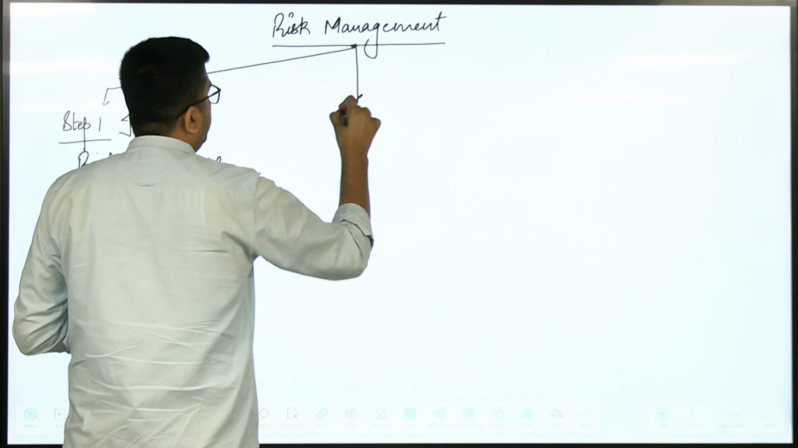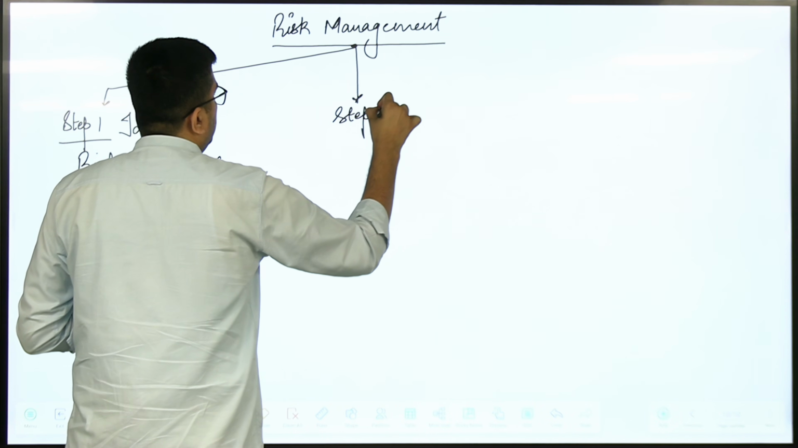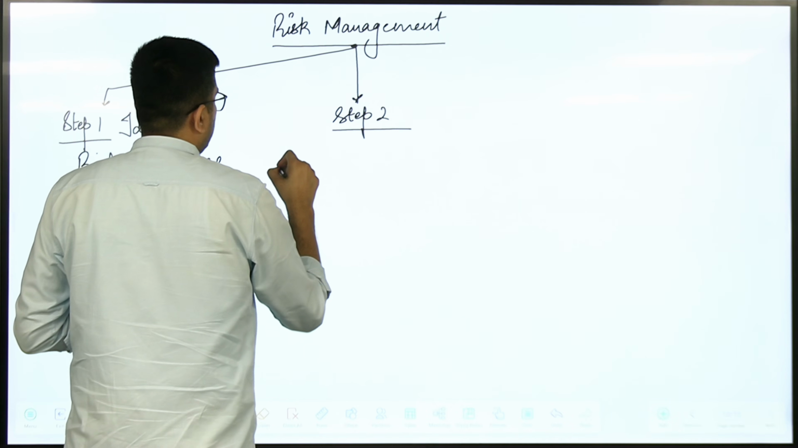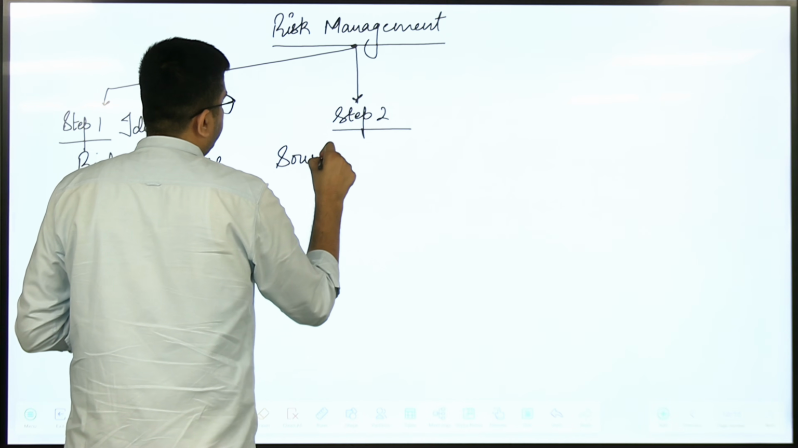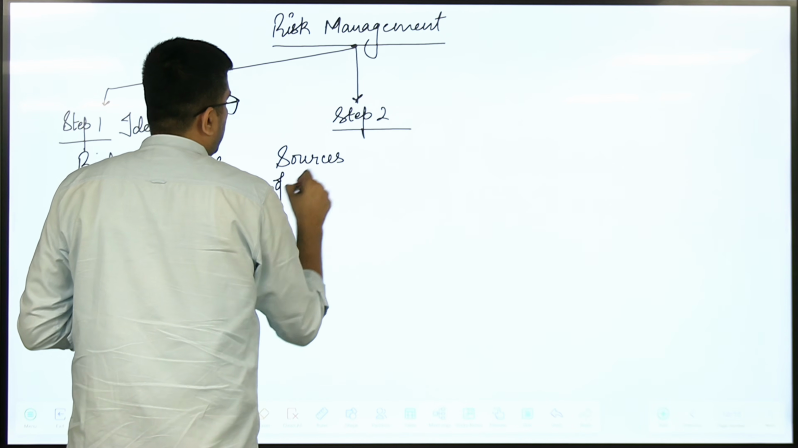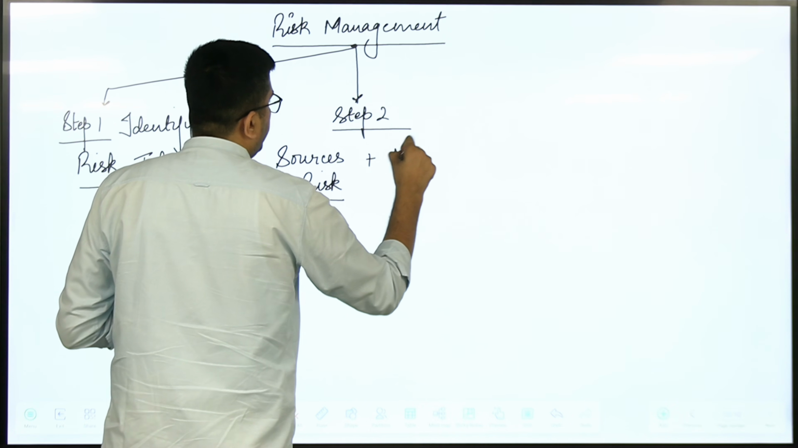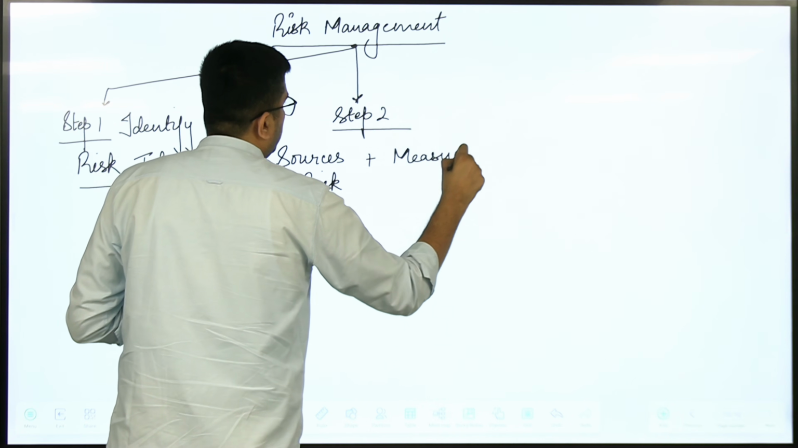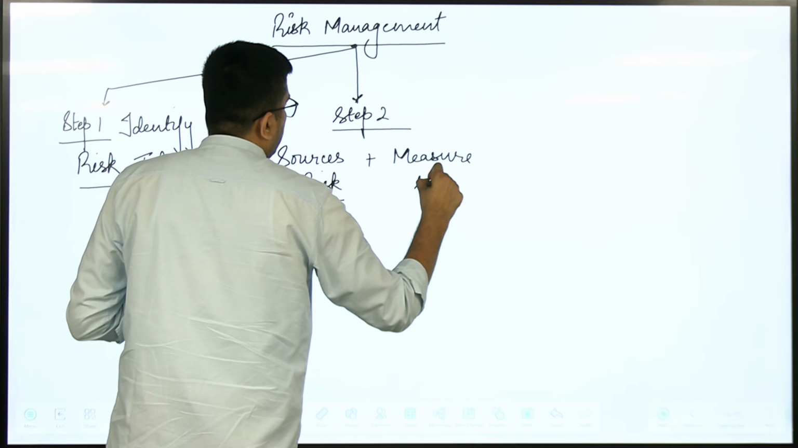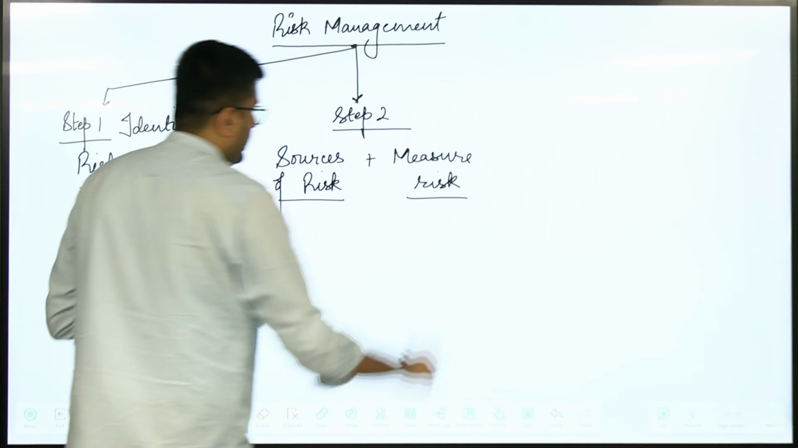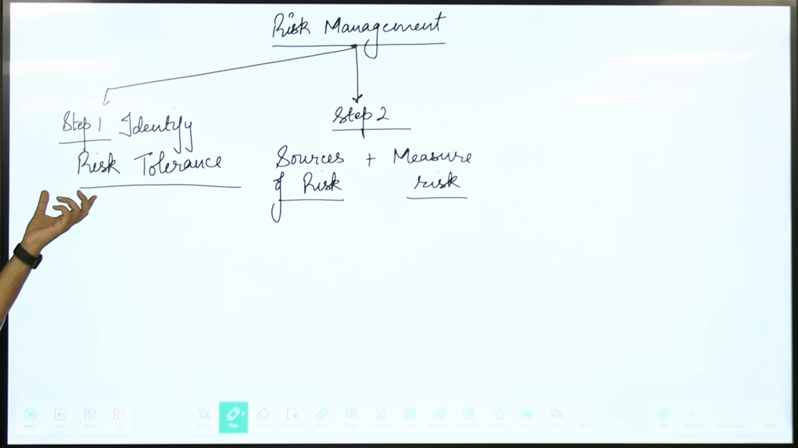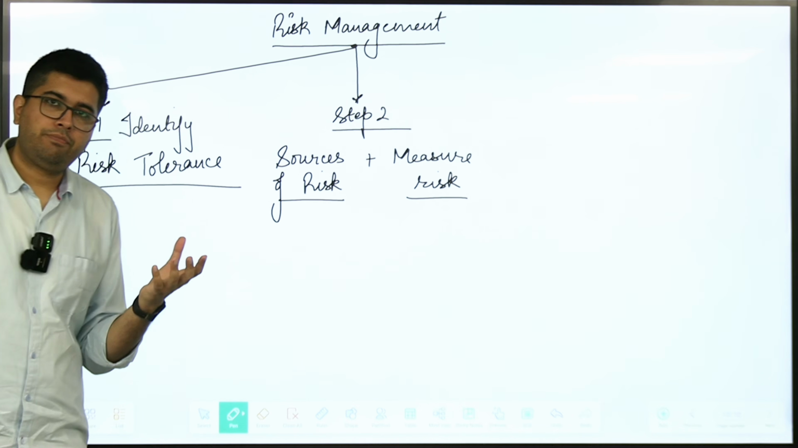Second step is to focus on sources of risk and how you are going to measure the risk. Because the first step is telling me how much capability the client has to bear the risk.